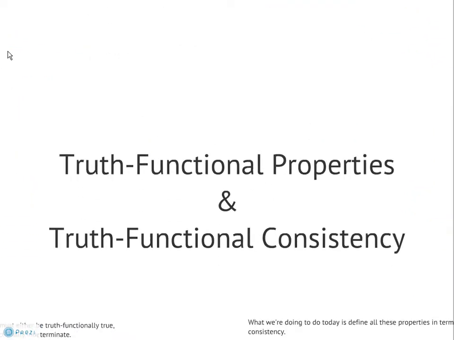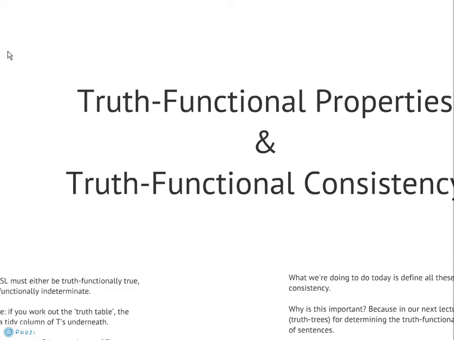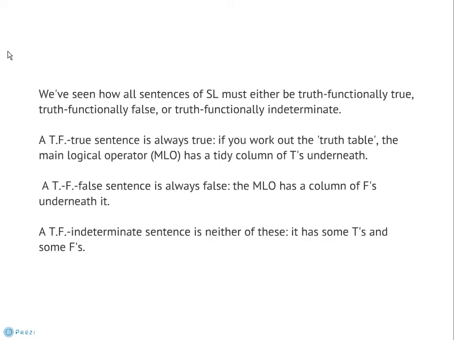Today we're going to be talking about the truth functional properties and how to define them in terms of one, truth functional consistency. Let's start with a brief recap of the truth functional properties. All individual sentences of SL must either be truth functionally true, truth functionally false, or truth functionally indeterminate. A truth functionally true sentence is always true. If you work out its truth table, the main logical operator will have a nice tidy column of T's underneath.